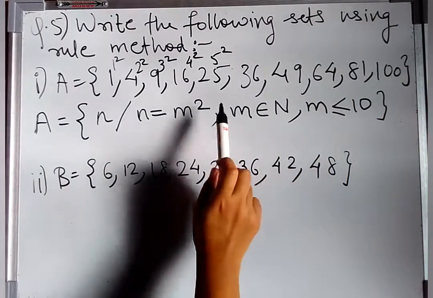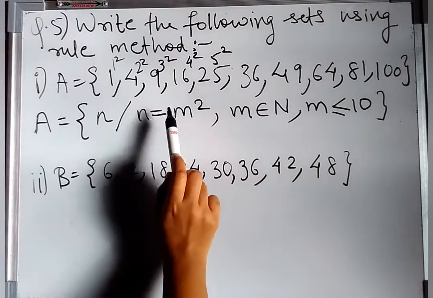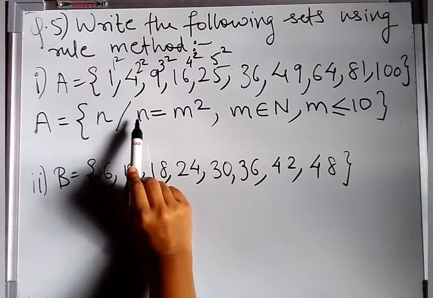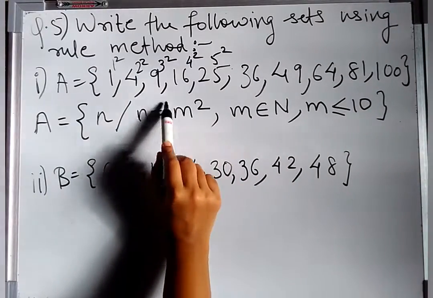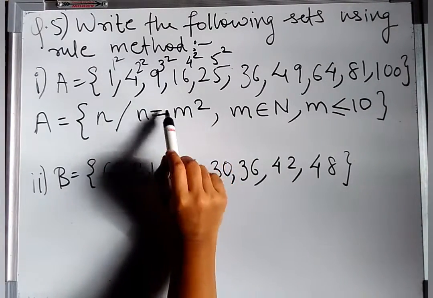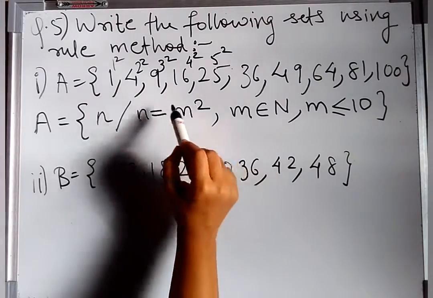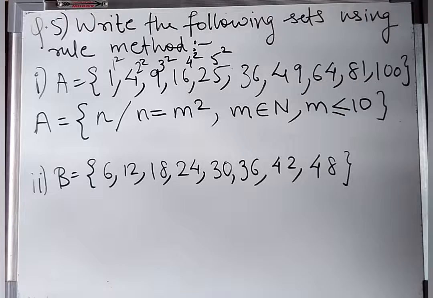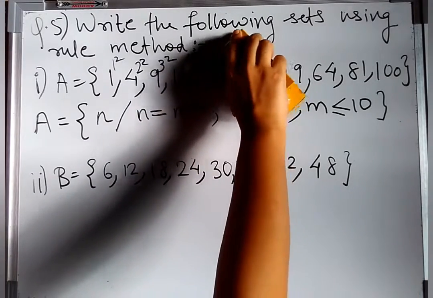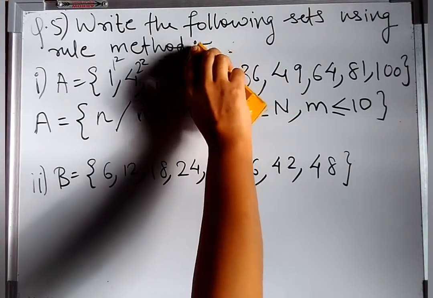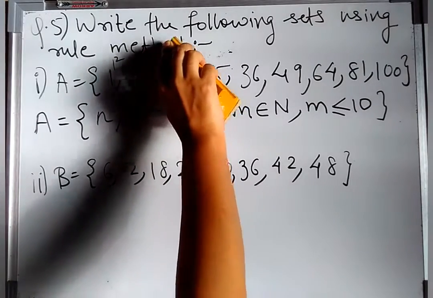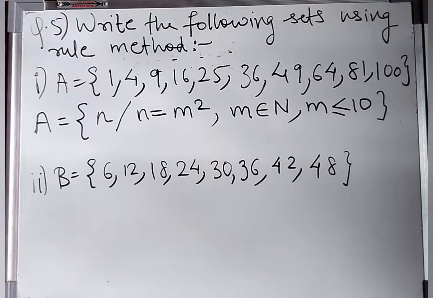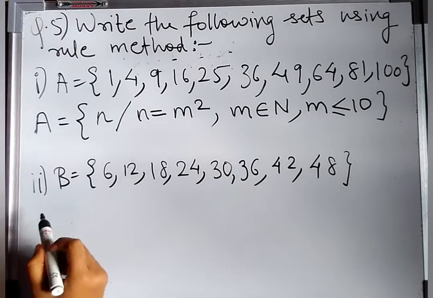So when m is 1, n is 1. When m is 2, n is 2 square, that is 4. When m is 3, n is 9, that is 3 square equal to 9. And similarly till 100 we will obtain all the elements. Okay. So simple. Now next.